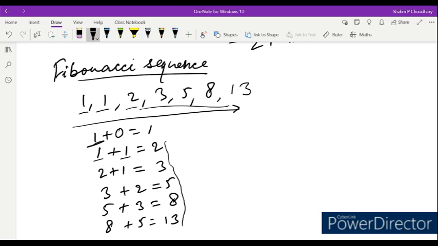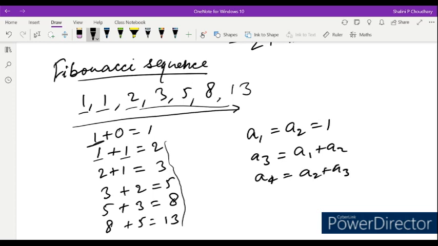Still, basically the formula for the Fibonacci series is A1 equals A2, that is equal to 1, and A3 will be equal to A1 plus A2, A4 will be equal to A2 plus A3, A5 will be equal to A3 plus A4. This way you have to find out the value. So an will be equal to an minus 1 plus an minus 2, and n should be greater than or equal to 2.